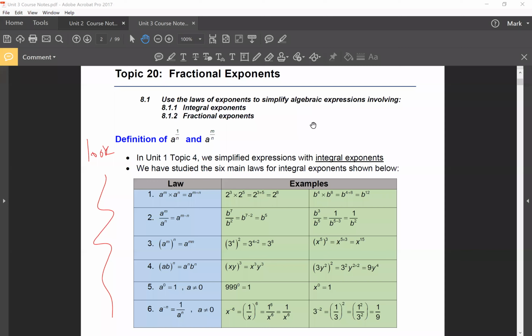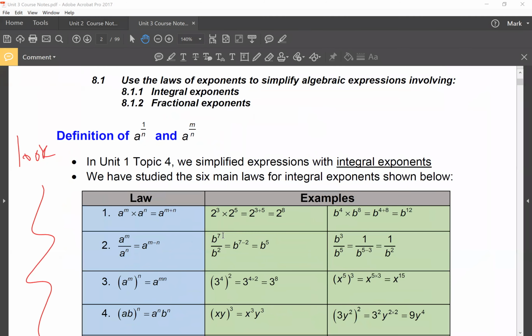Okay, so topic number 20, fractional exponents. We're going to look at the laws of exponents here and apply them to questions. It's a very short topic. We're going to look at the definition of these two terms, which I have right here.